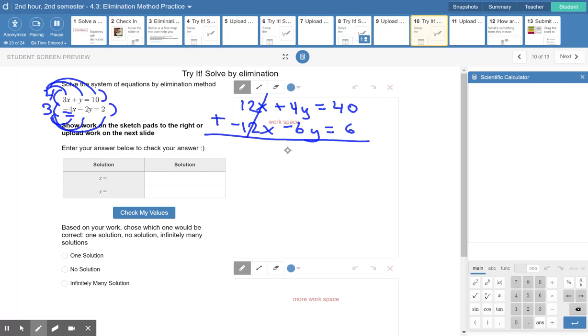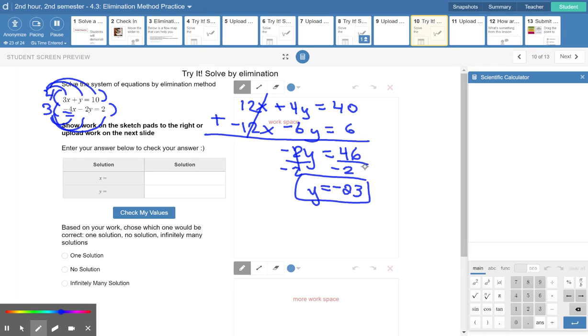So the x's once again cross out. We're left with negative 2y equals 46. Some students are concerned when they get a big number like this or a very small number like this, but negative 23 is part of our solution. Now we get to plug that into our first equation. Now remember, positive times a negative is just a negative 23.